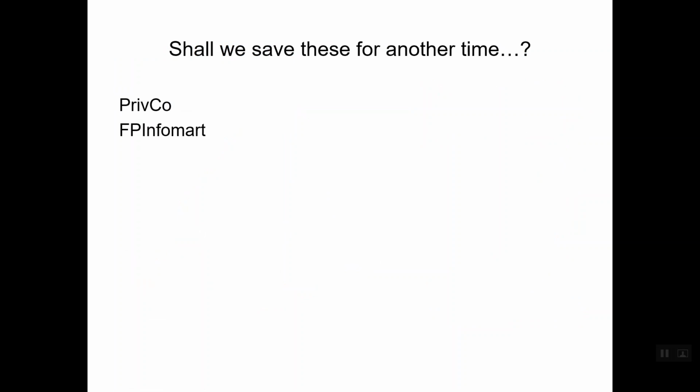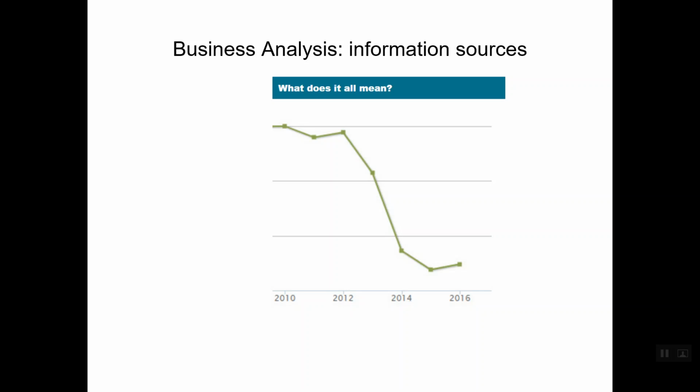In summary, or in partial summary, we've covered company information resources, starting with Business Source Complete, moving to Insights Global, LexisNexis, and Passport. Do we have time for these other things? Perhaps we'll leave them for another day. I'll let you discover what Privco and FP Infomart can offer to you. Before I wrap up, I want to introduce one more thing. We'll have a look at a LibGuide, a library guide I created, Business Analysis, Information Sources for You.